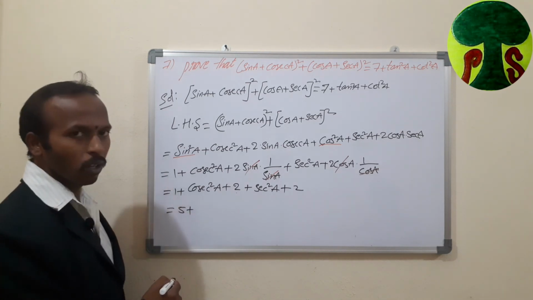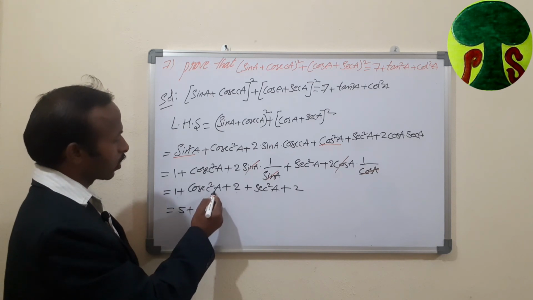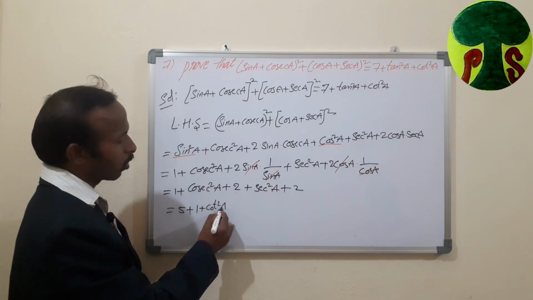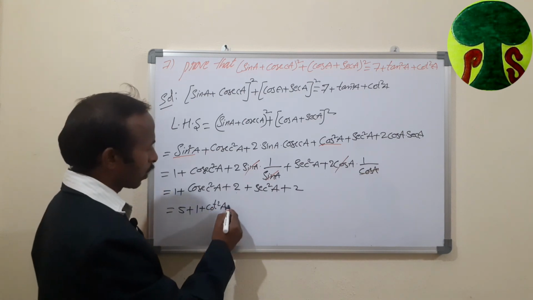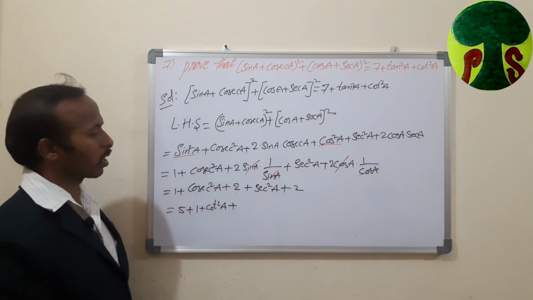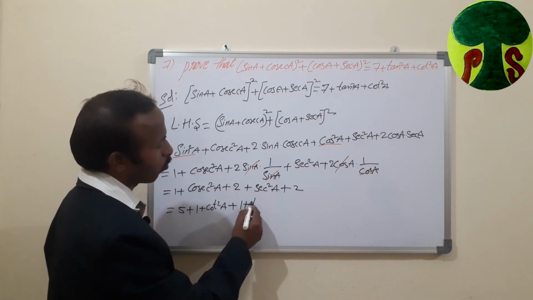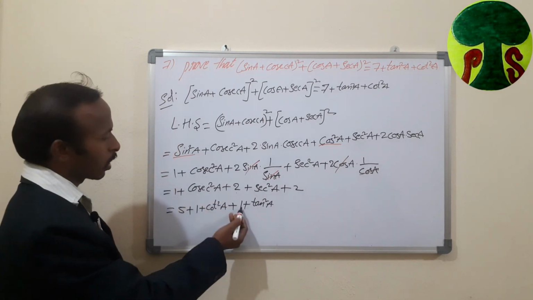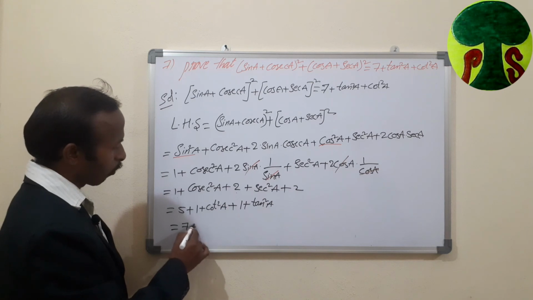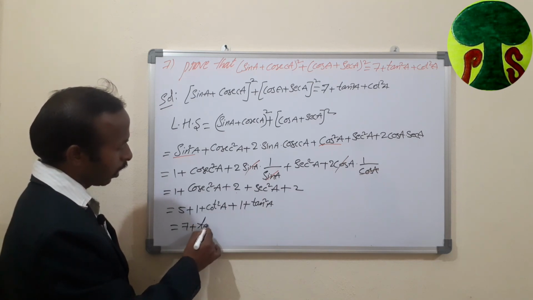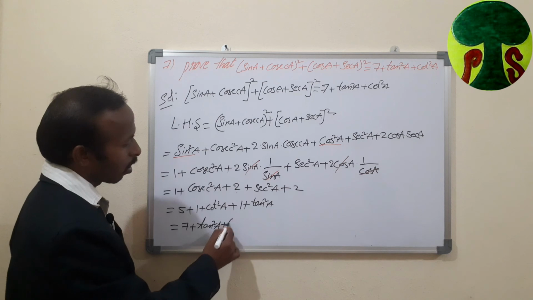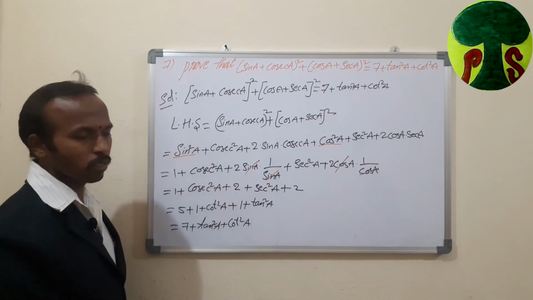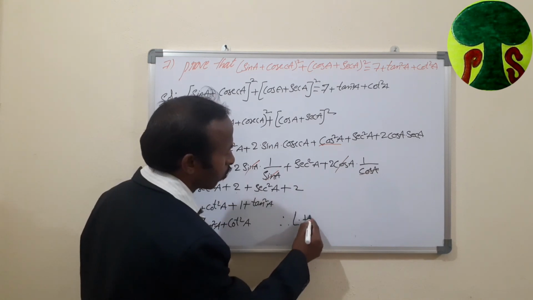Now 2 plus 2 is 4, plus 1 is 5. 5 plus cosecant square A, which is nothing but 1 plus cot square A according to the identity, plus secant square A, which is nothing but 1 plus tan square A. Now 5 plus 1 is 6, 6 plus 1 is 7. 7 plus tan square A plus cot square A. So we take LHS and prove that it equals RHS. Hence LHS equals RHS.